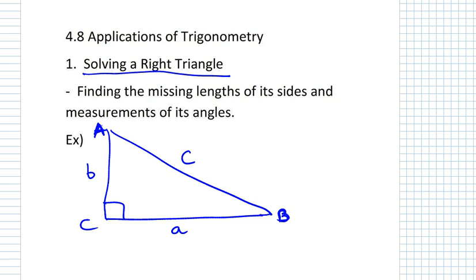And angle A, angle B could be either one of the acute angles. C, remember, is always the right angle. And then the sides, little a is always opposite angle A, little b opposite angle B, and c is always the hypotenuse across from angle C, the right angle. So remember, the angles, when we label this, are always capital letters. So it's capital A, capital B, capital C, and remember, C is always the right angle.